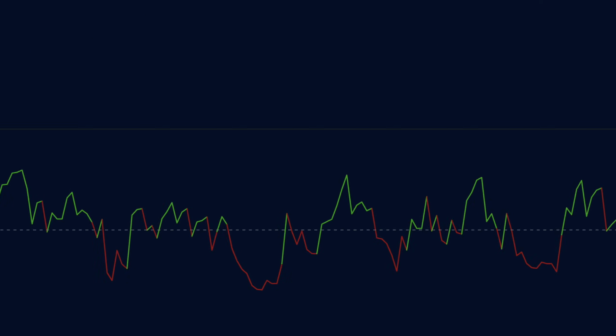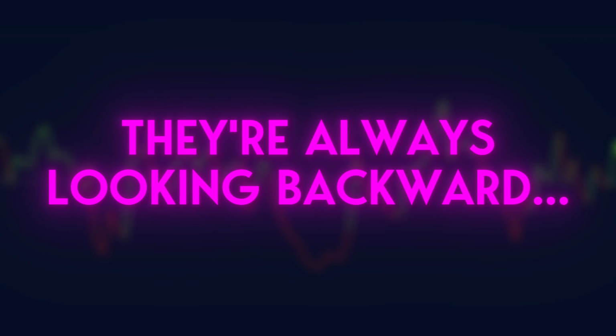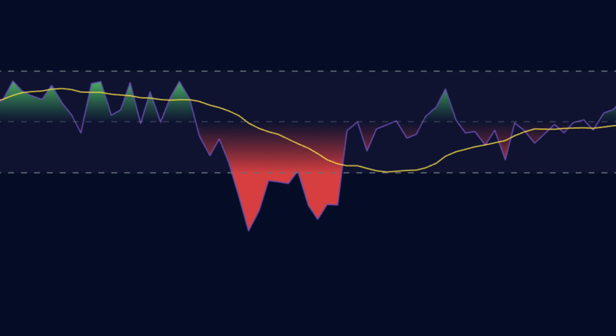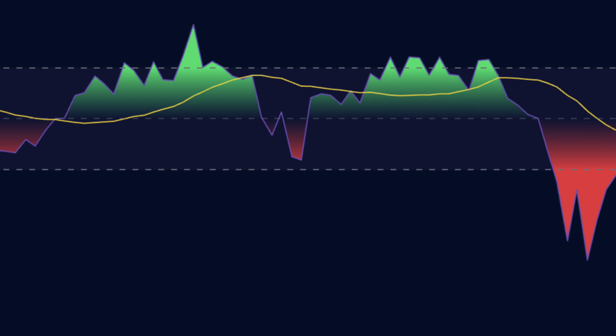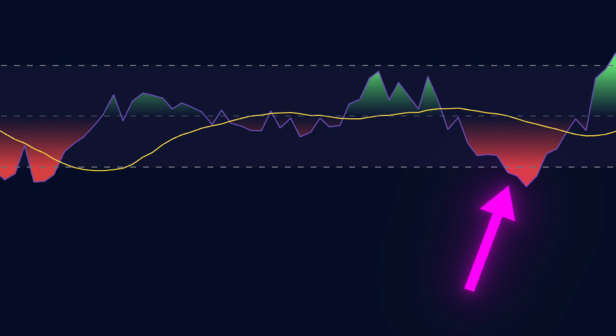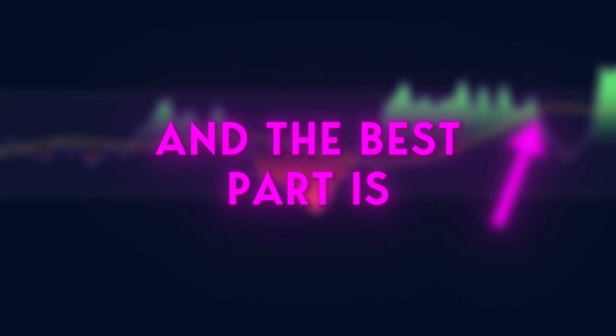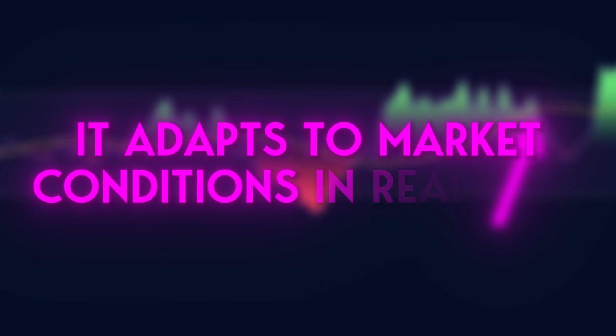You know what's wrong with most RSI indicators? They're always looking backward, telling you what already happened. By the time they give you a signal, the move's already over. And that's exactly why you need to see this AI-powered indicator that doesn't just show you current RSI, but also predicts where RSI is heading next, using machine learning. And the best part is, it adapts to market conditions in real time.